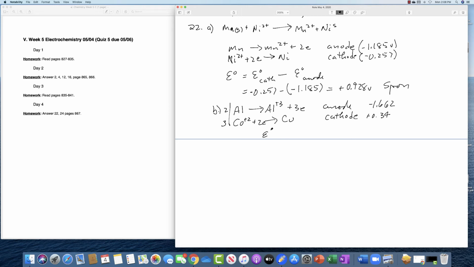So the E0 is going to equal the E for the cathode minus the E for the anode, which is equal to 0.34 minus a minus 1.662. So the overall calculation is 1.999, which is also spontaneous.